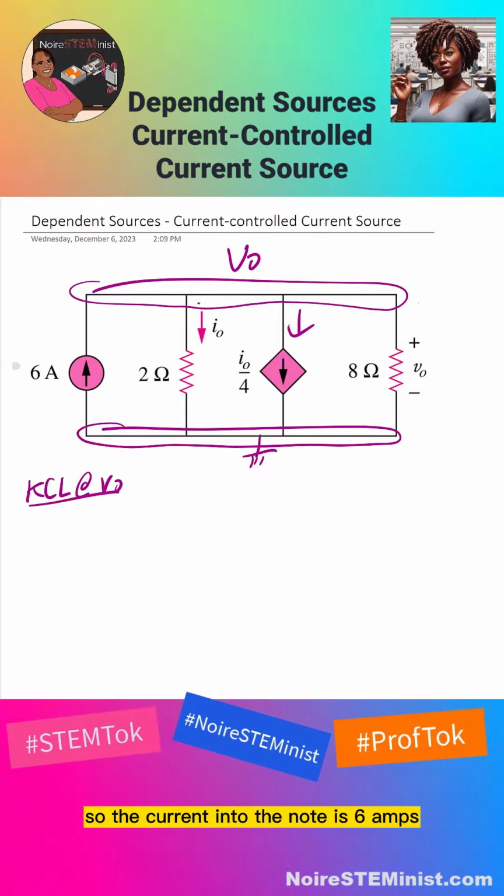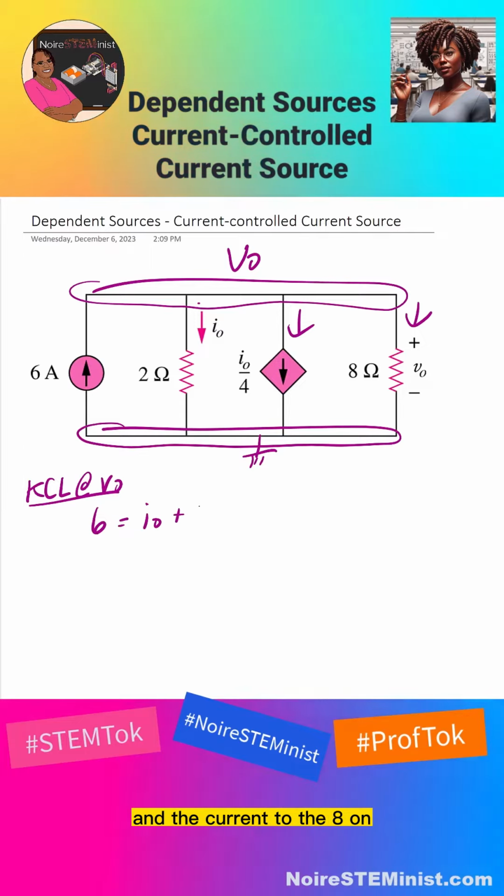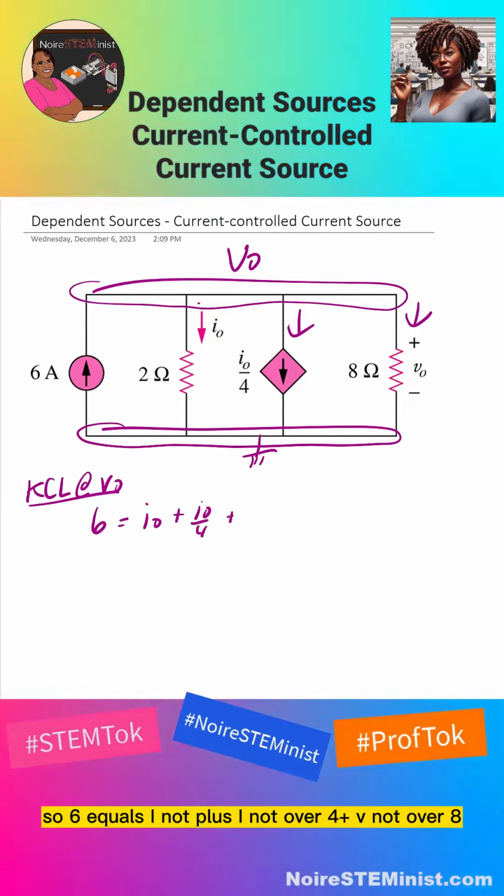So the current into the node is 6 amps. The current out is I0 over 4, and the current through the 8 ohm. So 6 equals I0 plus I0 over 4 plus V0 over 8.